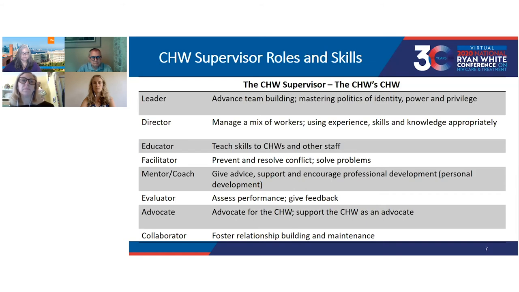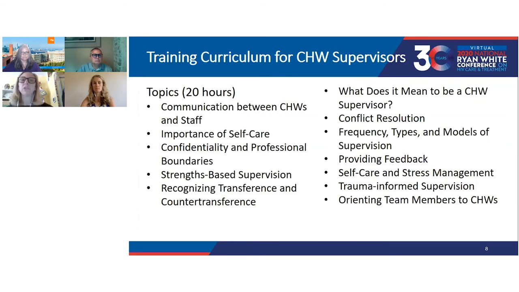developed this table, which became a guide for us. So these are the main roles of CHW supervisors, and these roles influence and inform the skills that they really need to have. So they need to be administrative supervisors, but they also need to be facilitators and mentors and advocates for the CHW role in the agency. The training curriculum for CHW supervisors we developed is 20 hours of training and really covers the topics that you see here.